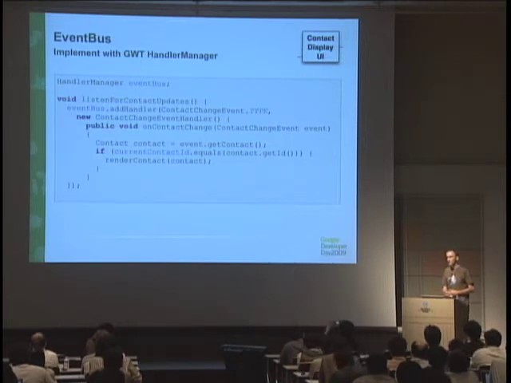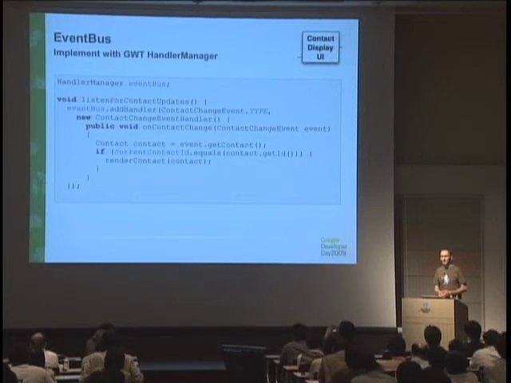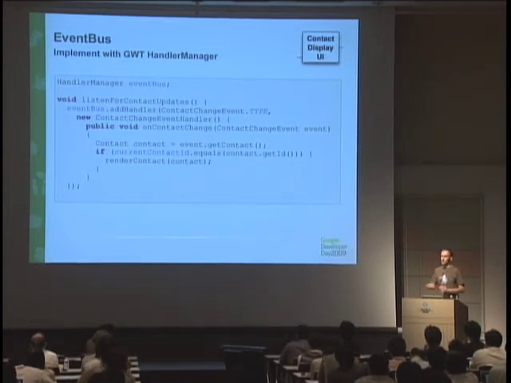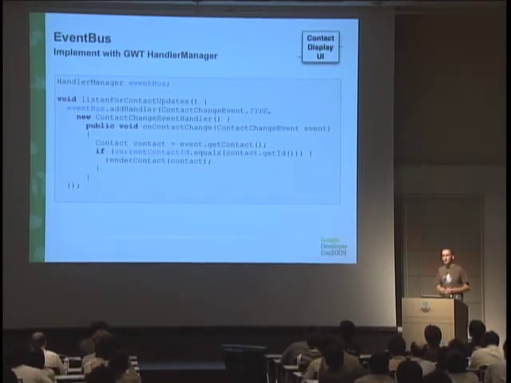The other thing that I want to do is listen for contact updates. If I'm currently a widget that's displaying a contact and I want to listen for the first name or last name being changed by another widget somewhere else in the UI, I know that change is going to come in through the event bus. So what I do is I register an event handler with the event bus. To wire myself up, I call this method listen for contact updates.